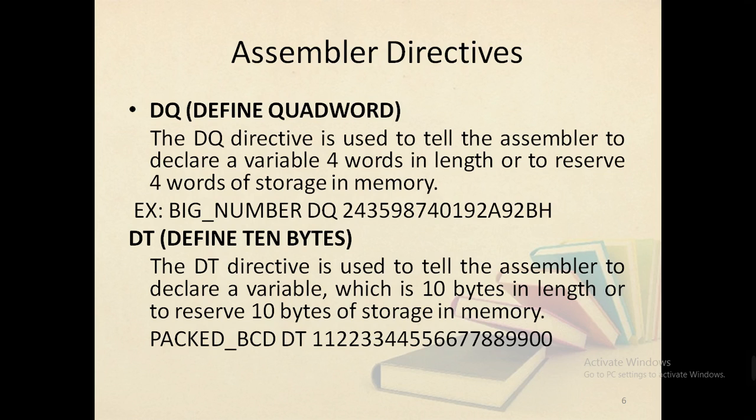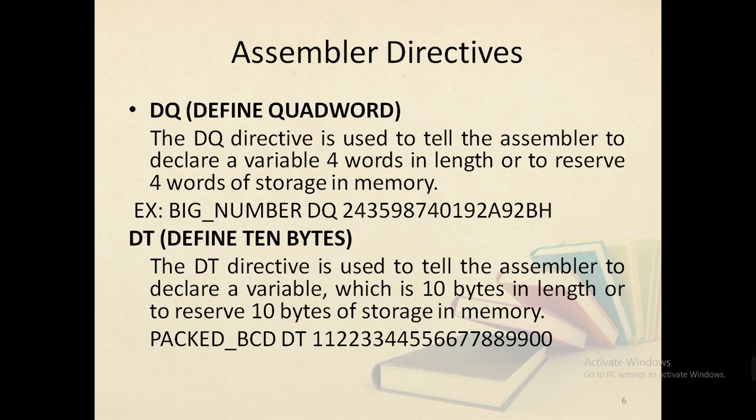Next, coming to the DT, define 10 bytes. The DT directive is used to tell the assembler to declare a variable which is 10 bytes in length, or to reserve 10 bytes of storage in memory. Take one example. Packed_BCD DT 11223344556677889900 will declare an array named packed_BCD which is 10 bytes in length. It will initialize the 10 bytes with the values 11, 22, 33, 44, 55, 66, 77, 88, 99 and 00 when the program is loaded into memory to be run.